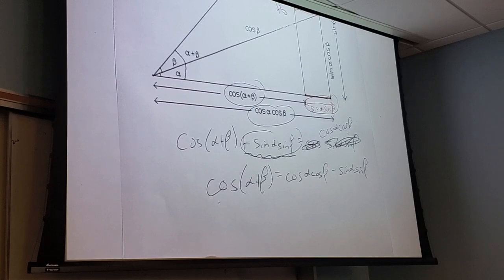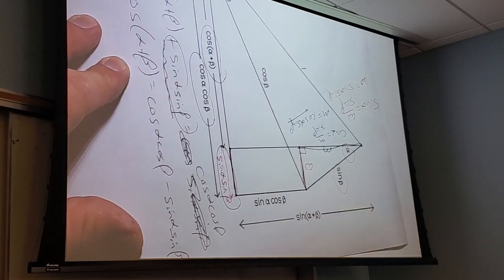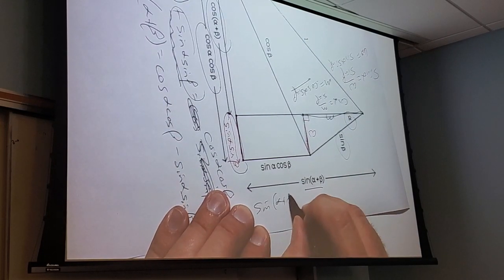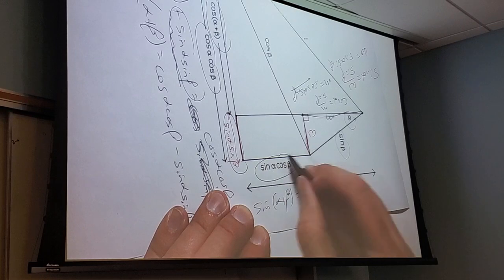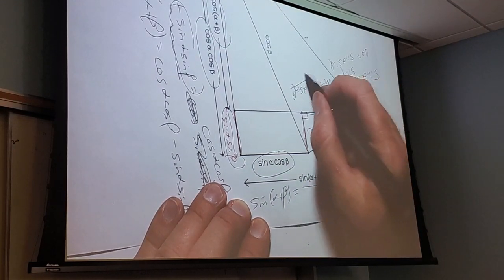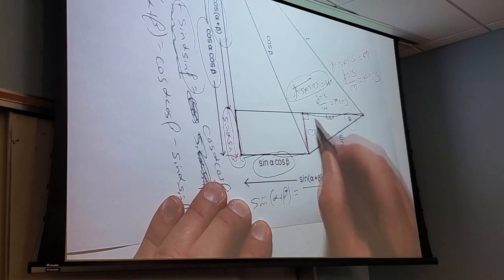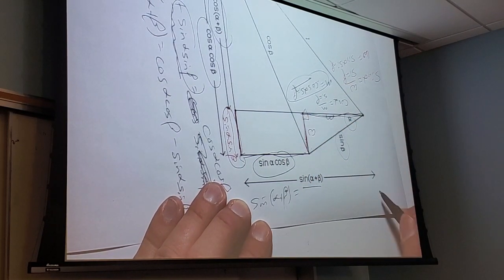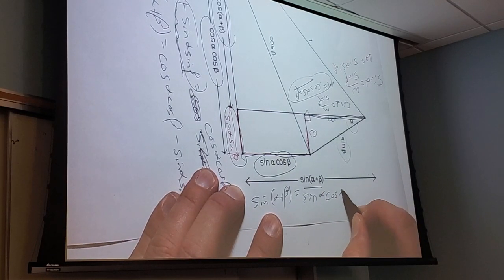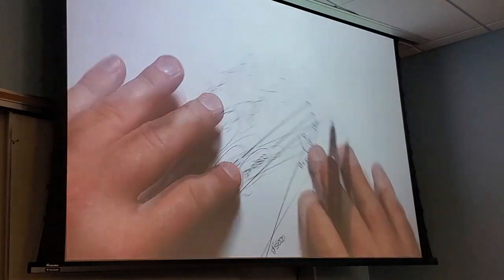Can't I do something similar this way? What is sine alpha plus beta? Isn't it equal to this plus, it's upside down, but this plus this? Isn't it equal to this piece plus this piece? Yes? So it's equal to sine alpha cosine beta plus cosine alpha sine beta.